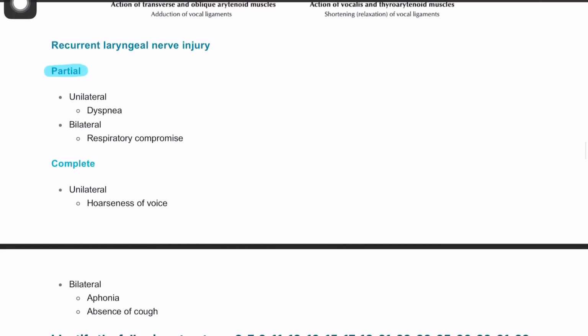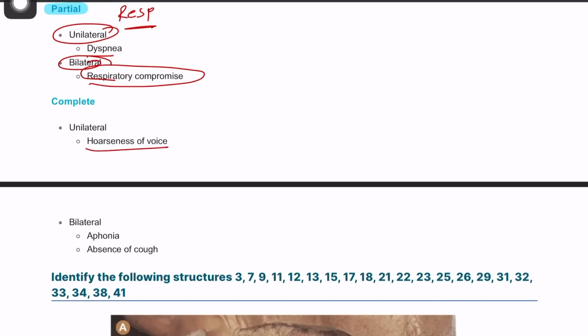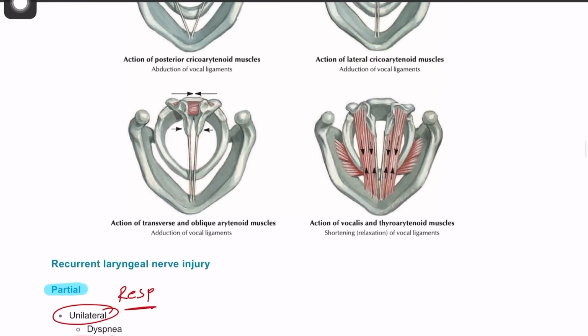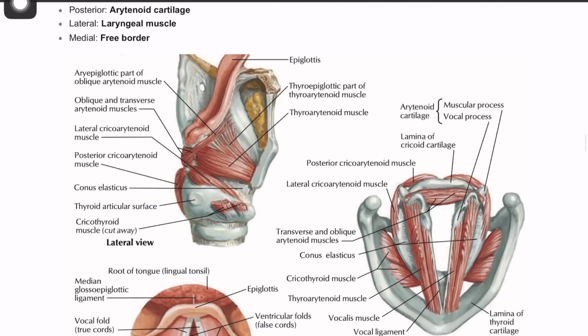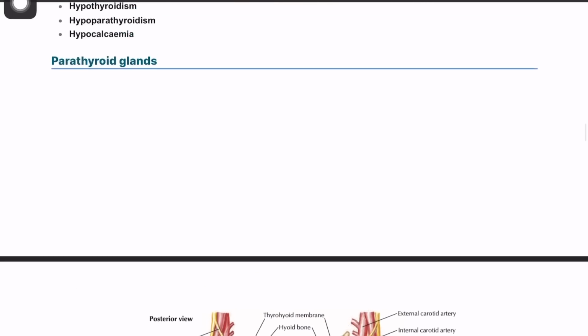recurrent laryngeal nerve injury, you mentioned partial. So partial, we're talking about respiratory. Could be unilateral, dyspnea, bilateral, respiratory compromise. Complete, we're talking about voice: hoarseness of voice, aphonia, and absence of cough as well. Okay, I'll leave this for a minute. That will even explain more the nerve injury. But I'll leave it for a minute until after we finish the thyroid and parathyroid glands.